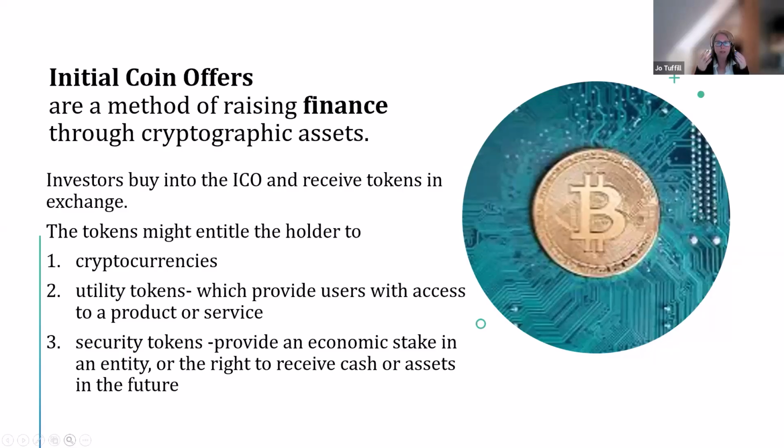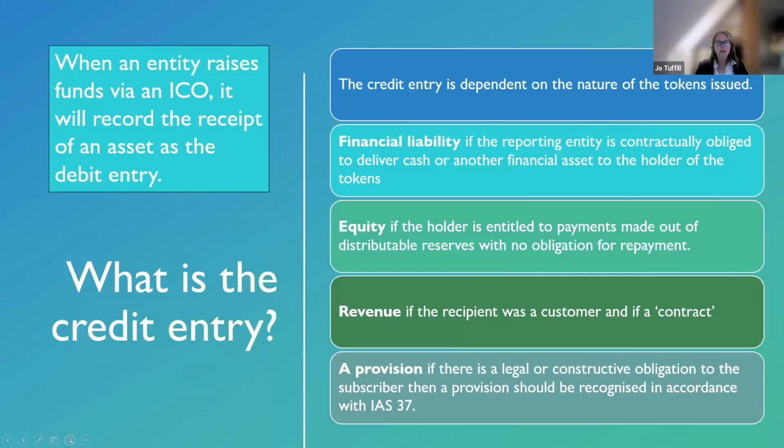Depending on the nature of that, it determines how we account for them from the credit point of view. The debit point of view is the person who's buying it. The credit point of view is the person who's issuing it. So we now need to look at what they're doing. When the entity raises funds via an ICO, it will obviously record the receipt of an asset as the debit entry, so that being cash probably. So what is the credit entry? Well, that is dependent on the nature of the tokens issued. So if you get an exam question on them, you have to think about what they're saying in the scenario.